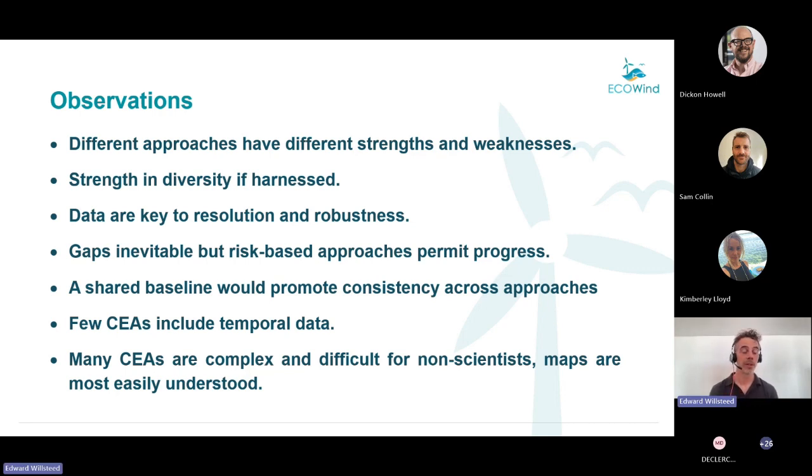One of the other observations was that a shared baseline would promote consistency across approaches, particularly if we're looking at repeating approaches to generate some understanding of how things have changed over time. So if we've got a consistent baseline underlying that, that would support the use of those CEAs. And that leads to one of the other observations, that there's still very few CEAs out there which include time, that include the temporal data sets.